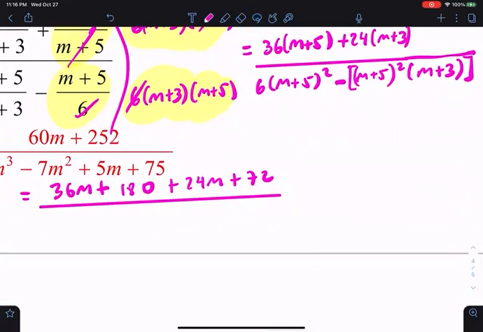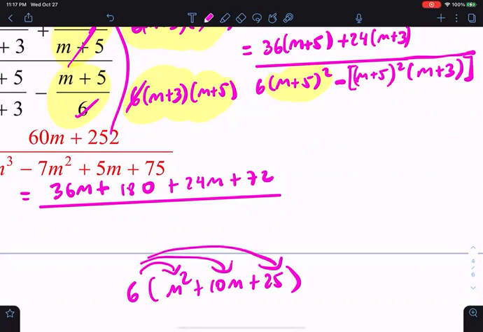Okay. So now we need to FOIL here, right? So if we FOIL, we get 6m squared plus 10m plus 25, and then you distribute each term once, right? Distributive property. So this is 6m squared plus 60m, and then this is going to be 150, right? And then you have to do the inside, right? So this is minus, and I need to distribute whatever is inside, right?